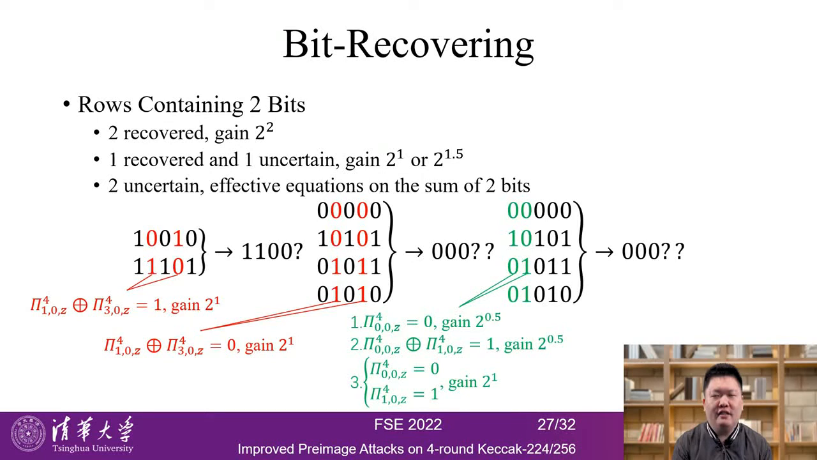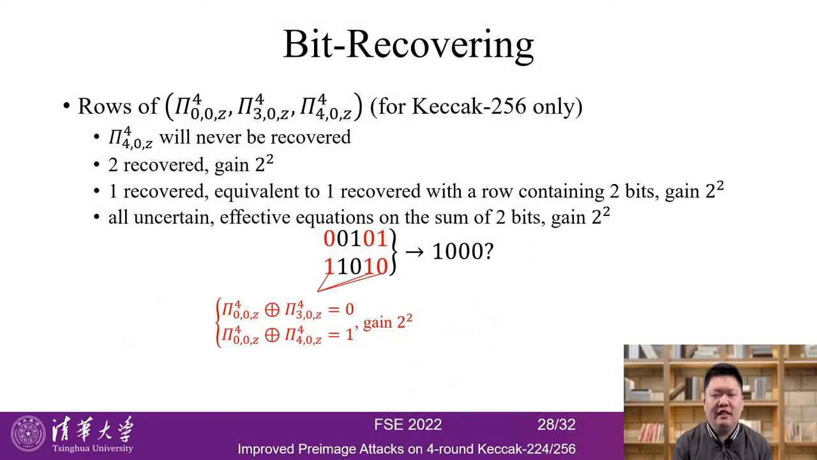Similarly, for Keccak-224, the equation may only cover 3 out of 4 cases. Though we have multiple choices in this situation, no single equation can bring a gain over 2 to the power of 0.5. As for rows containing 3 bits, this situation is quite complicated. But fortunately, we only need to analyze a specific case for Keccak-256. In this case, pi force 40z will never be recovered, so it is quite similar to the case of rows containing 2 bits. Though 3 bits are all uncertain, we can still set effective equations on the sum of 2 bits, as shown in the example. It is concluded that this kind of row can always bring a gain of 2 to the power of 2.